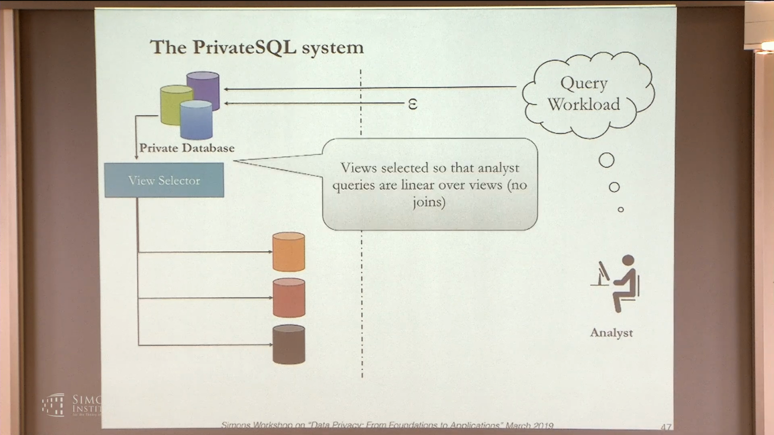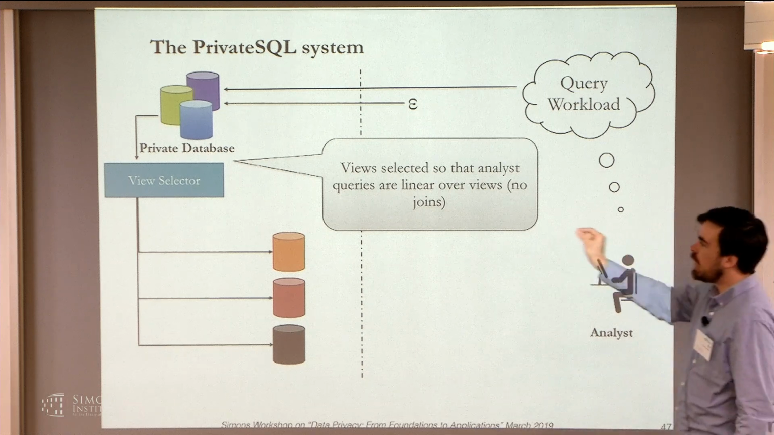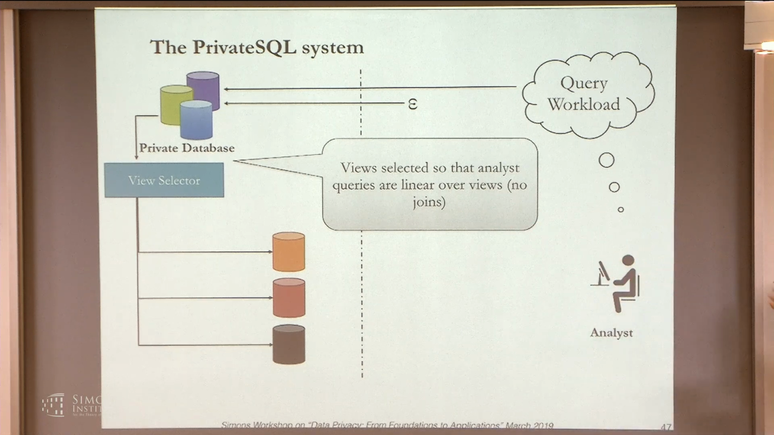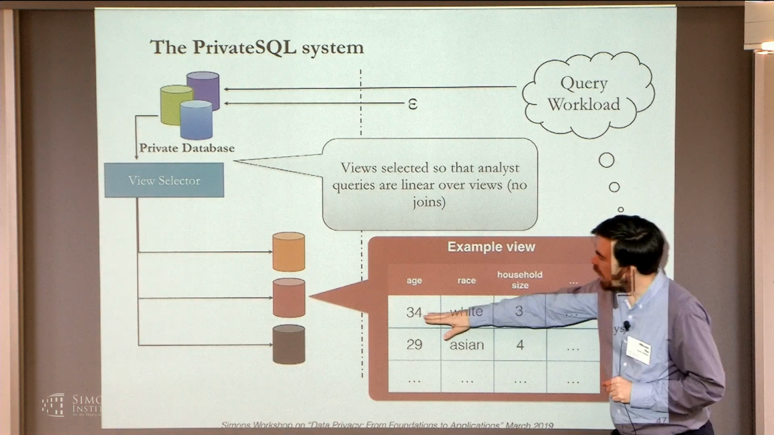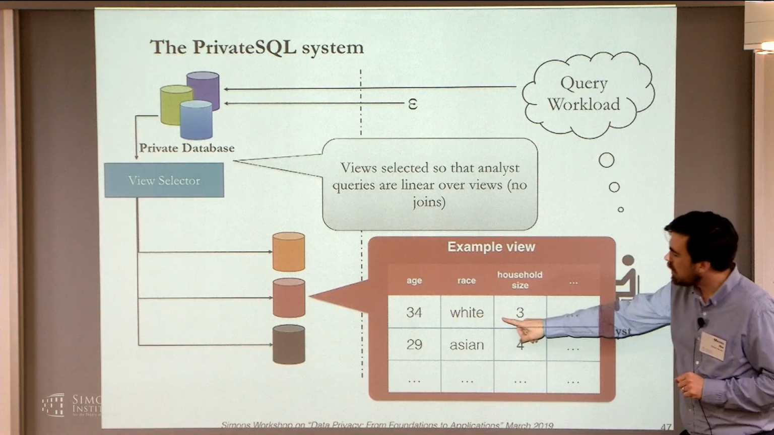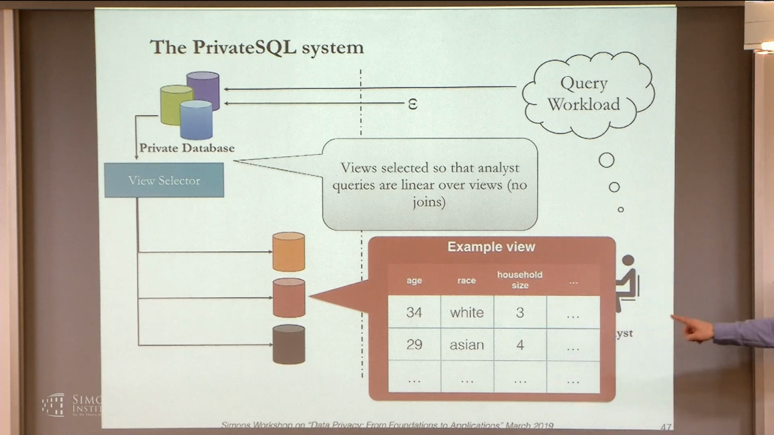In particular, we want to select views so that every query that the analyst wants to answer can be computed on just one view, and that computation is linear over the view. You can think of it as basically a counting query where you specify a predicate. It's a little bit more general than that, but that's the basic idea. So you could imagine here could be a view where each row corresponds to a person, but notice that we also are encoding the household size, which is actually aggregating information about multiple people and attaching it to each person's record.